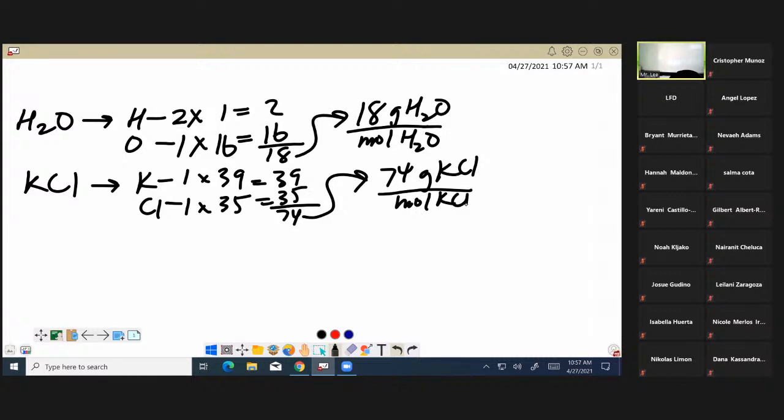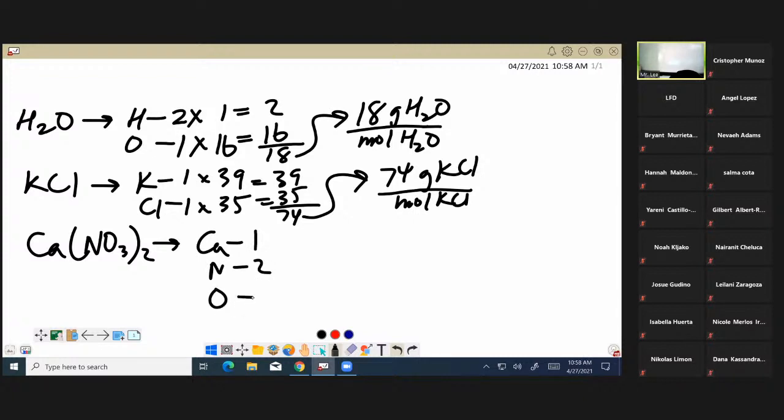Next one is a little trickier. We have calcium nitrate, Ca(NO3)2. Now, you've got to watch the brackets because the brackets multiply whatever is on the inside. When we look at this compound, there's one calcium. There's actually two nitrogen, because there's one nitrogen inside, but then you multiply by the outside, which is 2. And for oxygen, there's 3 on the inside of the bracket, but then you multiply by the outside, so that ends up being 6.